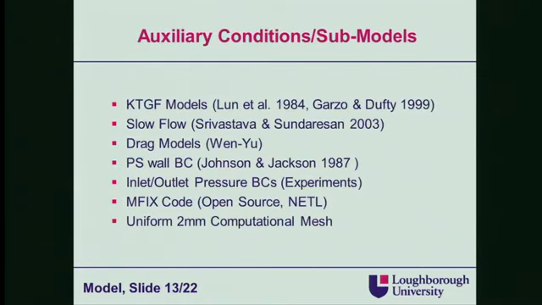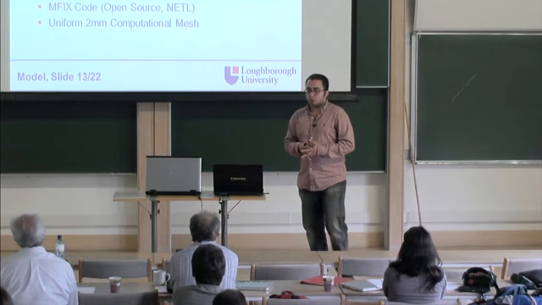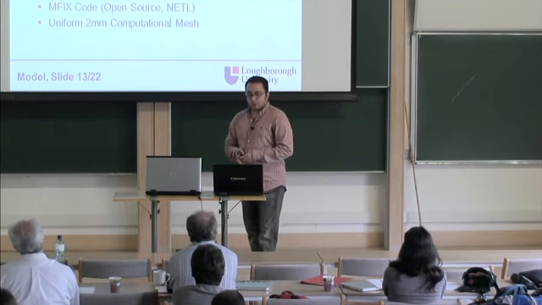So there are some auxiliary conditions or sub-models used here. For the kinetic theory models, we've used Poslan and Garzo and Dufty, and some slow flow models for the case of the very high packing fraction at the initial state, and drag models. And also the inlet and outlet pressure boundary conditions were measured from the experiments, and we feed these conditions to the model so that we can mimic what is happening exactly in the experiments. And the equations were solved using MFIX, which is an open source code, on a uniform 2 millimeter mesh.